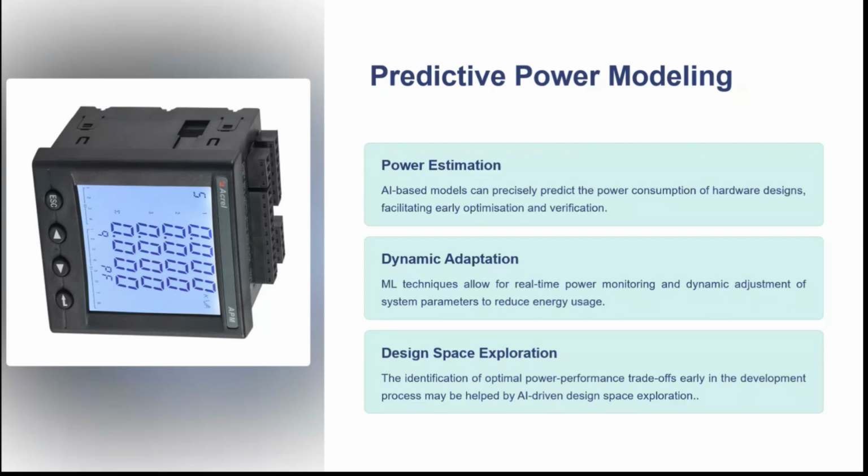For real-time power monitoring and dynamic adjustment of the system, the factors to reduce energy consumption may be assessed by machine learning techniques, either supervised or unsupervised, then reinforcement learning. It is based on our applications. Furthermore, the identification of the optimal power-performance trade-off early in the development process becomes easier with AI-driven design space exploration.